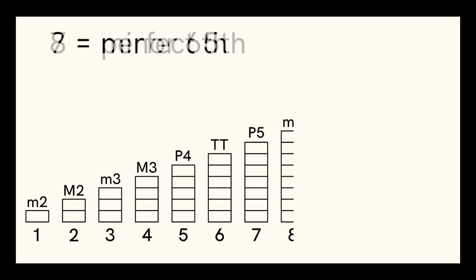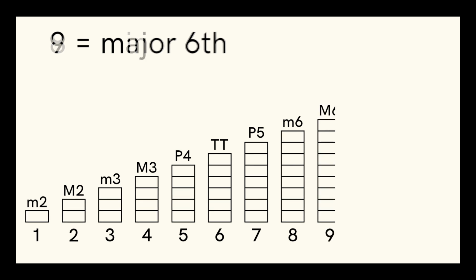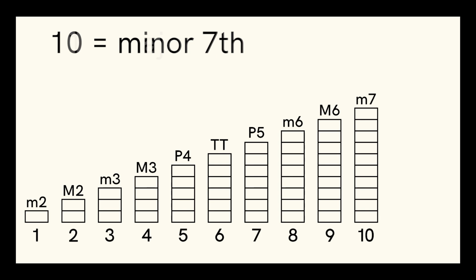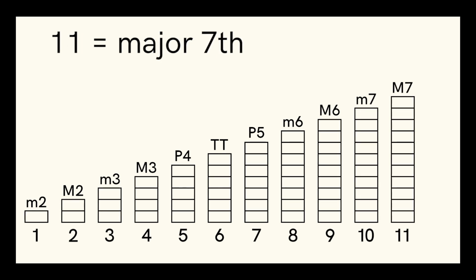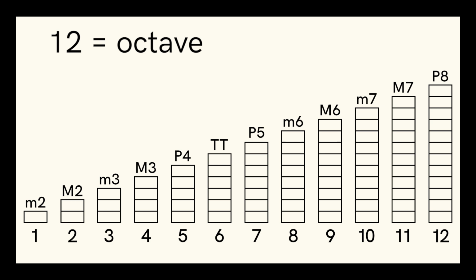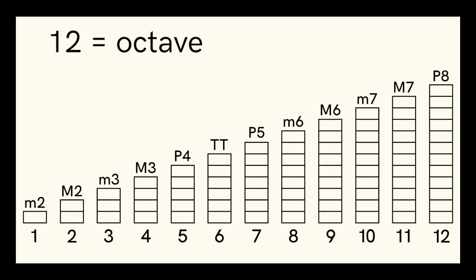8 half steps, and that's a minor 6th. 9, and you get a major 6th. 10 semitones is a minor 7th, and 11 is a major 7th, which is probably the hardest one for me to recognize by ear. Thankfully, it's uncommon in melodies. And at 12 semitones up, we hit the octave, or a perfect octave to be more technical, and the note names begin to repeat. We'll stop here for now.